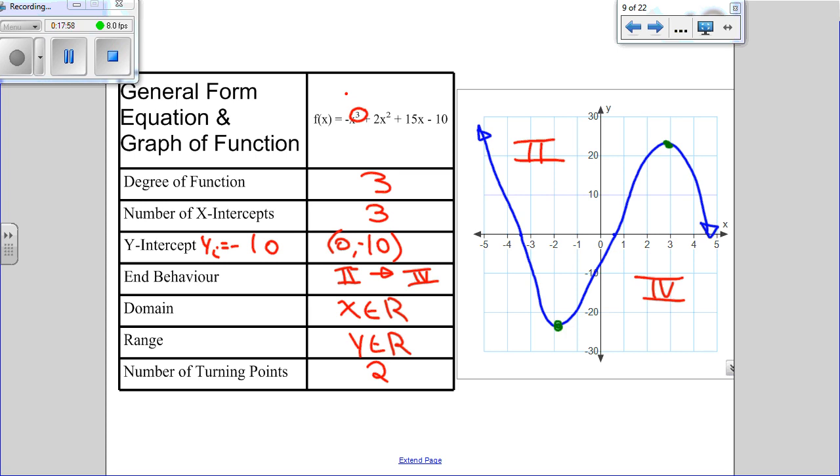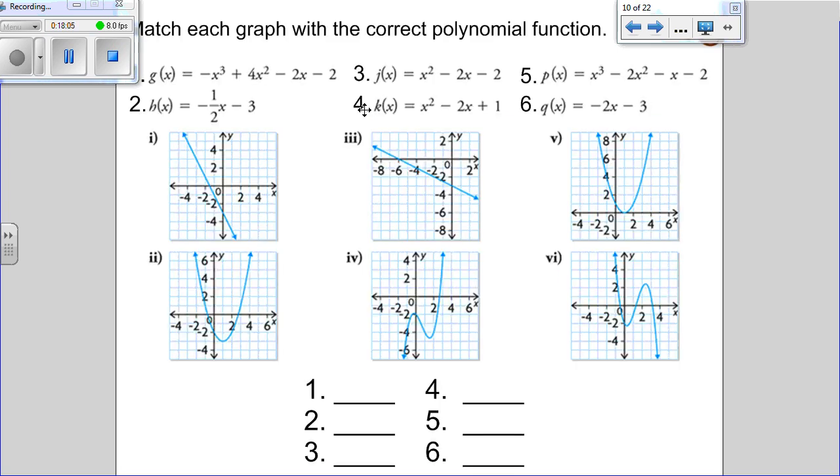All right. We have 6 graphs here, 6 questions. And we're going to try to match them up with each other. Before we do that, we're going to think about some things that we've seen.